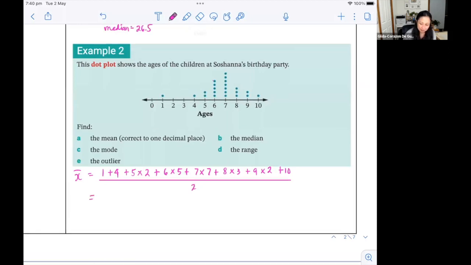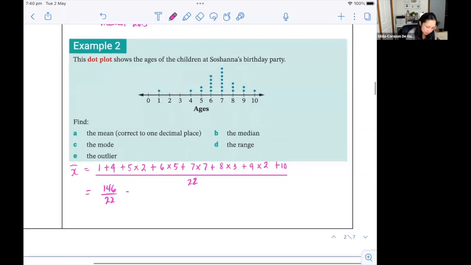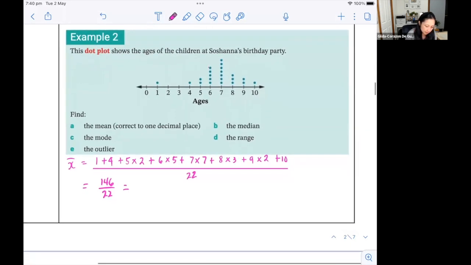And therefore, what's the sum? If we put that all on our calculator, plus 7 times 7 plus 8 times 3 plus 9 times 2 plus 10, we will get 146. And we divide that by 22, not 2. By 22, and we should get 6.6. Correct to 1 decimal place, so 6.6.